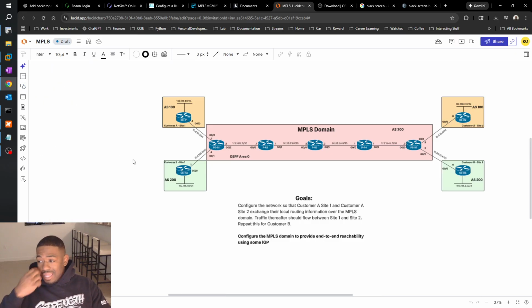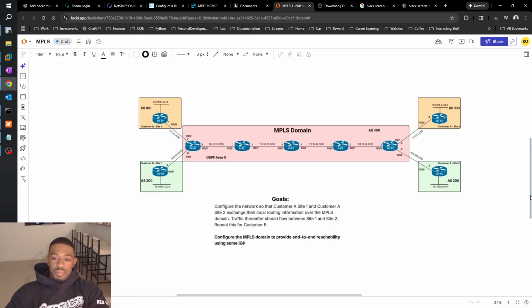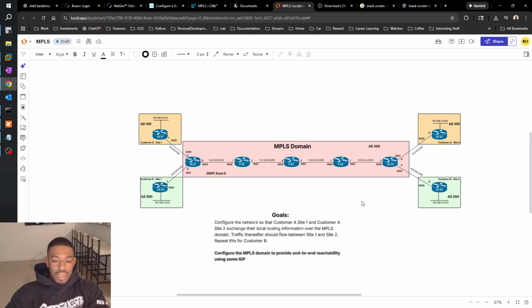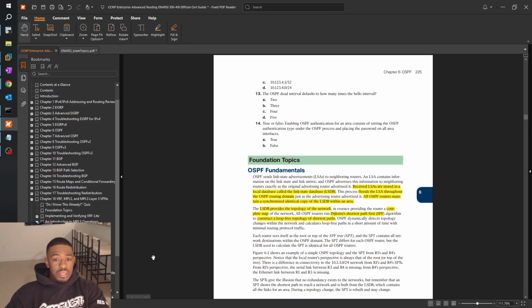I'm going to be doing labs. These labs are going to showcase protocols and technologies that I'm studying. Right now I'm focusing on MPLS, MPLS label distribution protocol, MPLS label switch paths, label switch routers, etc. The exam topics, which I'm going to bring up right now.